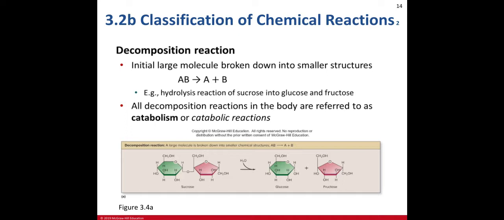We call all of the decomposition reactions that happen in the body catabolic reactions or catabolism. And I, again, like to think of catabolism. I have a cat. He is very mischievous and knocks things over and breaks them apart pretty constantly. So I think of breaking apart bonds as catabolism.